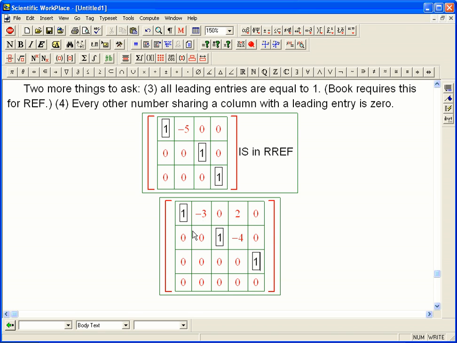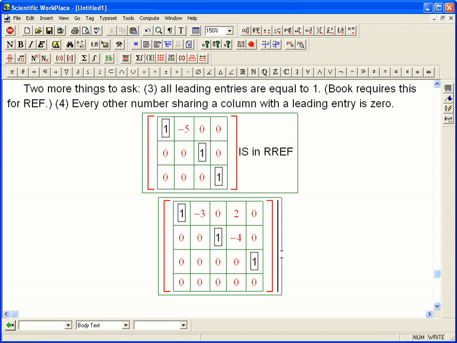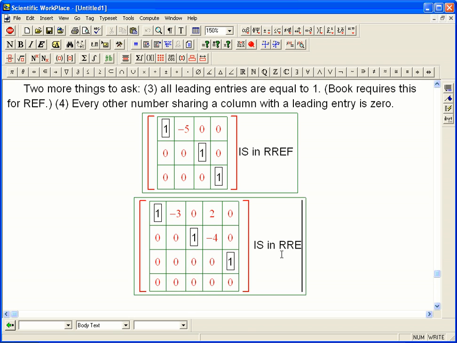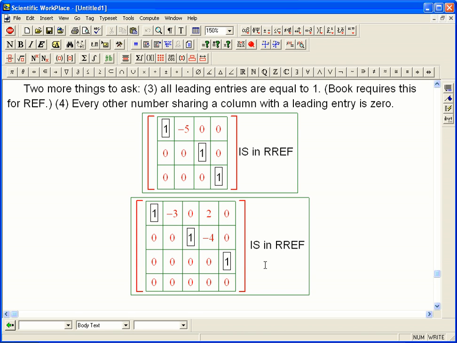And one interesting thing about this guy, what kind of system does this encode? It encodes an inconsistent system, because this says 0w plus 0x plus 0y plus 0z equals 1. And it tells us that having a pivot in this right-hand column, the column of constants for an augmented matrix, is not a good thing if you want to find a solution. So this guy, again, is in rref, because we've checked all the conditions.